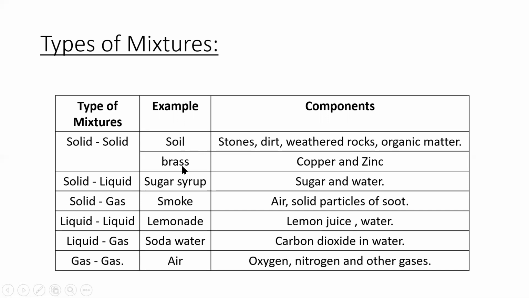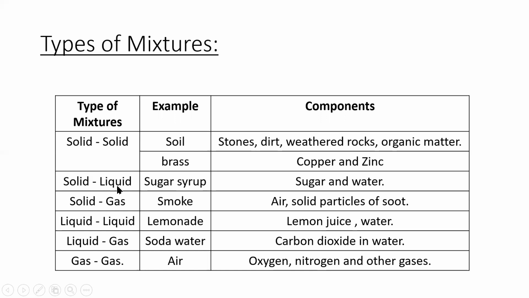Another example is an alloy, brass. This brass is made up of mixing two elements, copper and zinc, together. Copper is solid in state, zinc is also solid in state. So mixing them together, we are getting a solid mixture that is called brass.